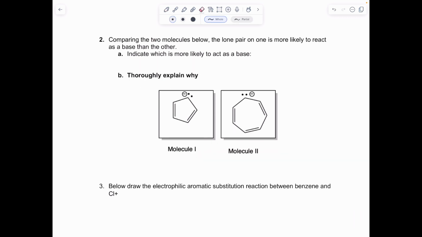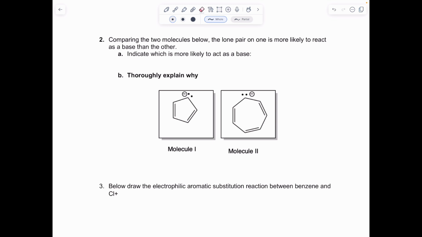Question 2 says, comparing the 2 molecules below, the lone pair on one is more likely to react as a base than the other. So which one is more likely and why? So let's think about the basicity of the 2 lone pairs. In both molecules, the lone pair is capable of resonating into the ring.